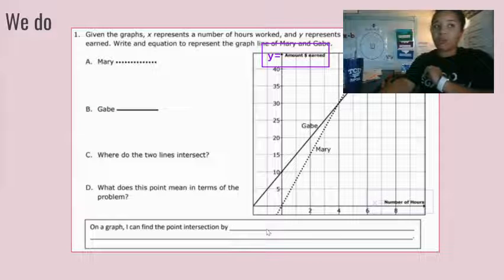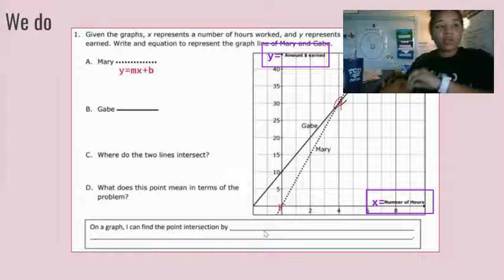Then we're also going to look at what the y and x axes are. We notice that the y-axis is going to be the amount of money earned. I've always said this in class: whenever you see money, it's usually going to be your dependent variable. And x is going to be the number of hours worked. Okay? So as we see, our point of intersection is right there. So for 4 hours worked, $30 was earned.